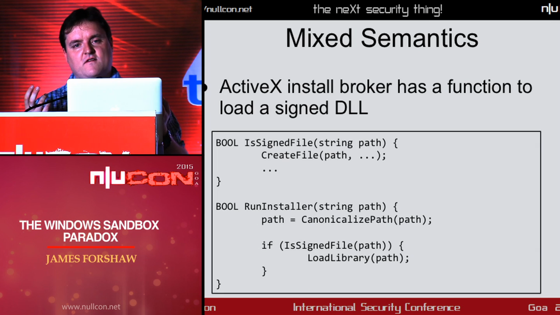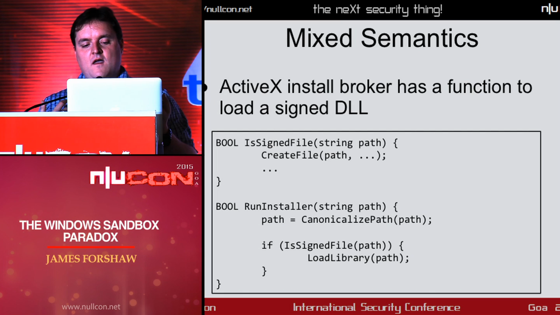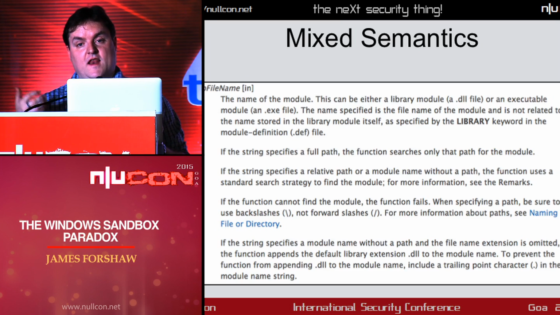One of the bugs I found in IE was an ability to run a DLL, so load a dynamic library into a higher privileged process, but it made sure it was signed first. Now, ignore the obvious race condition in this. There was more to the code. This is a very simplified piece of code. But the isSigned function passes the path to CreateFile, it verifies the signature, and it then passes it to LoadLibrary, which is the function to load a library into a Windows process.